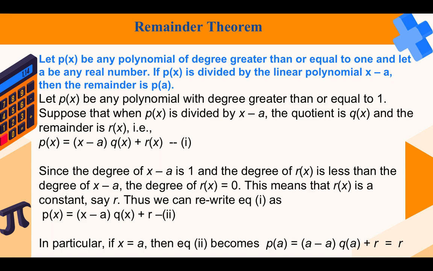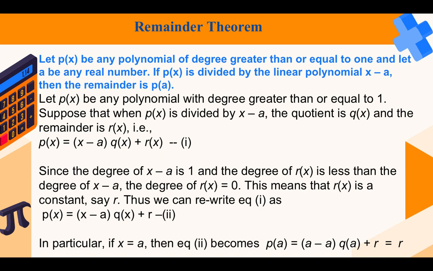Now since the degree of x minus a is 1, as we said in the statement of the remainder theorem, the degree of the polynomial is 1 because it is a linear polynomial. What is a linear polynomial? Whose degree is 1. So again we are seeing over here, since the degree of x minus a is 1 and the degree of r(x) is less than the degree of x minus a. Okay, is this clear? Degree of r(x) is less than degree of x minus a. So the degree of r(x) is equal to 0.